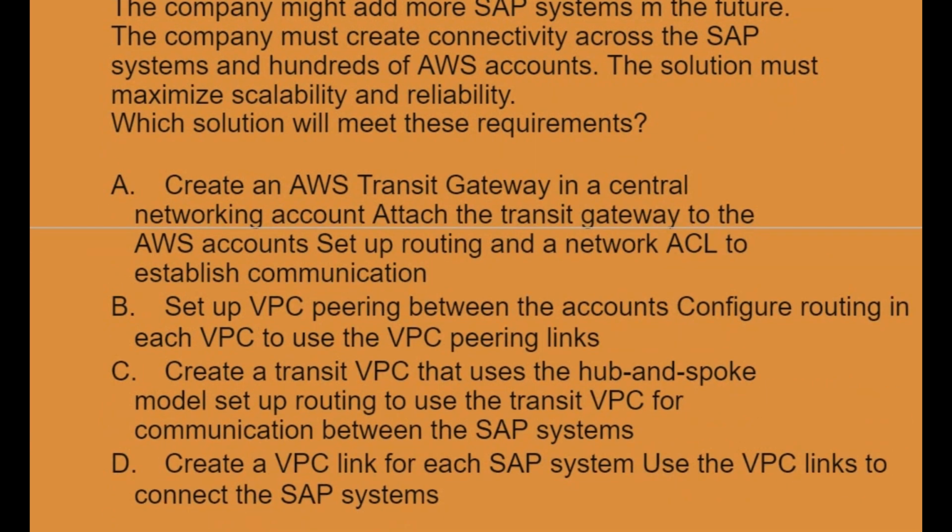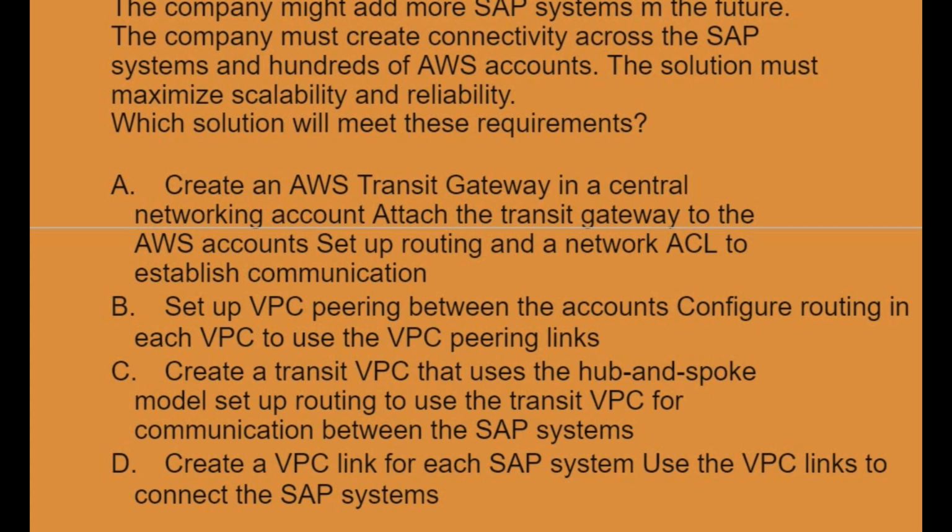Option A, create an AWS transit gateway in a central networking account. Attach the transit gateway to the AWS accounts. Set up routing and a network ACL to establish communication. Option B, set up VPC peering between the accounts. Configure routing in each VPC to use the VPC peering links.